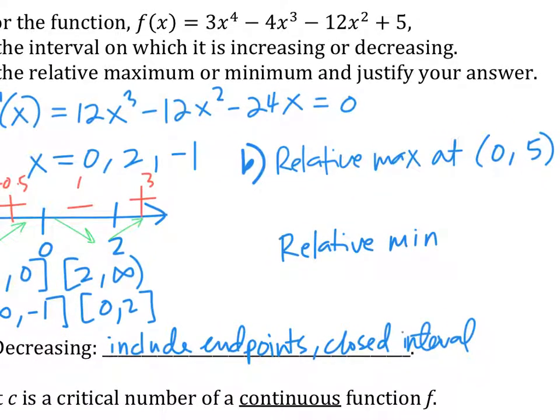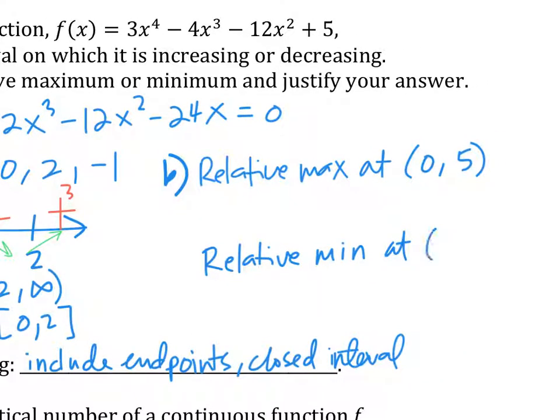Where is the relative minimum? Negative 1 and 2. So you can see it goes down and up, down and up. So that's going to be the relative min. So negative 1 and then 2. And let's find those numbers. 0 and negative 27.